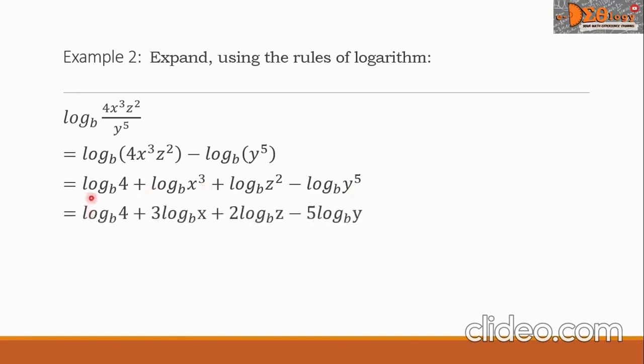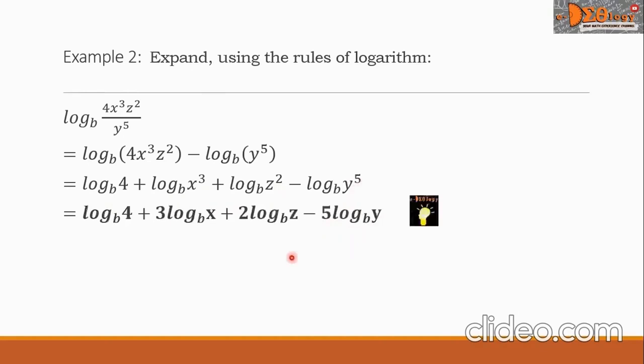So this is equal to the log of 4 to base b remains the same. Now for this log of x cubed, the exponent 3 we will put down here. So we have 3 log of x to the base b. Then plus the power 2 comes down as a factor. So we have 2 log of z to the base b. Then minus the exponent 5 comes down as a factor. So we have 5 log of y to base b. So this is now our final answer.